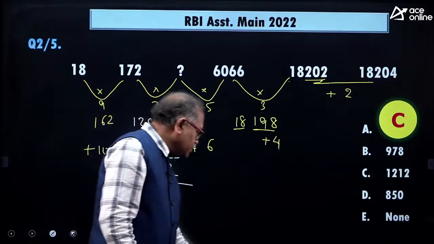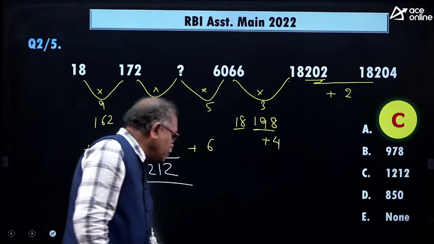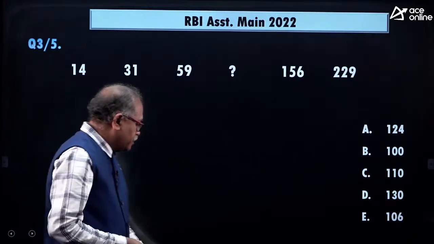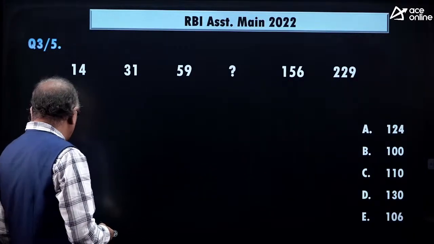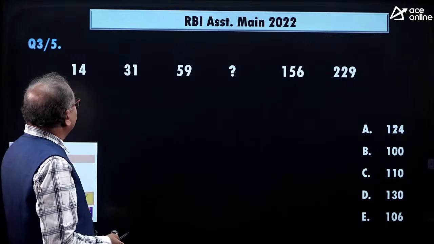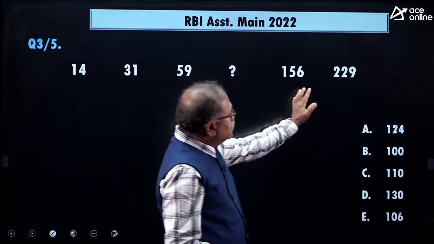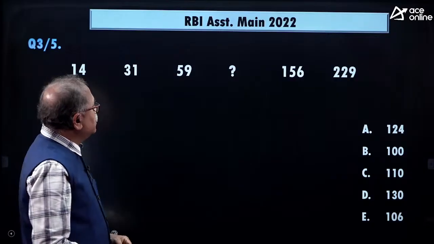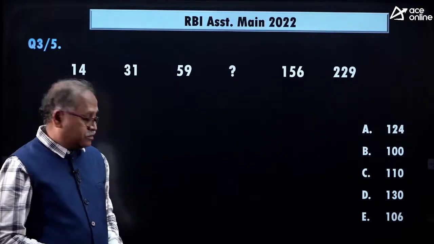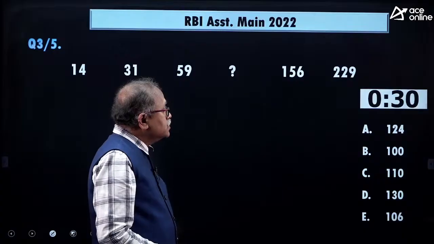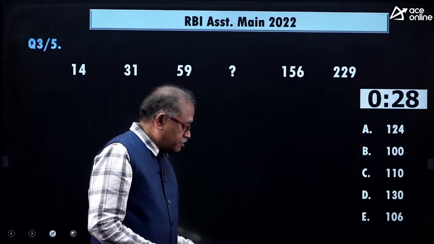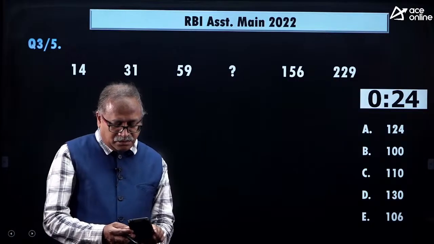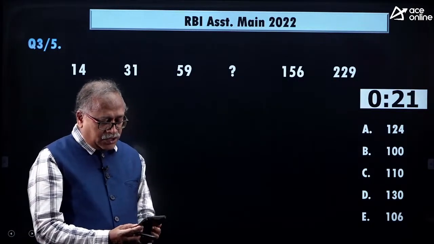So there is another question here. The next question on your board is this. Another 5 minutes only, 4 questions are left. Look at the numbers are increasing. The numbers are increasing in such a way it looks like addition. Take your 30 seconds.